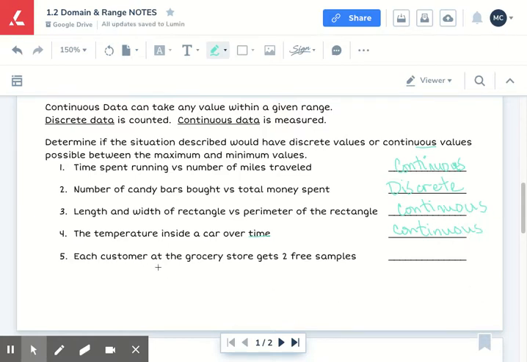Alrighty then, each customer at the grocery store gets 2 free samples. So let's see, one of the variables is each customer. And let's see, the number of customers, I think that would have to be individual values. Like you could have one customer or you could have 5 customers, but you can't have 3.3 customers. That doesn't make any sense. So this one is discrete. I want to emphasize again, if just one of the variables is discrete, is counted discretely, then the entire data set would have to be discrete.